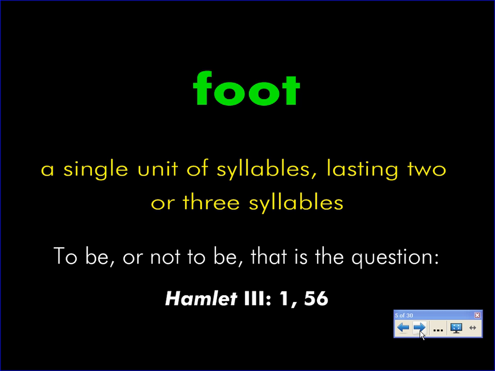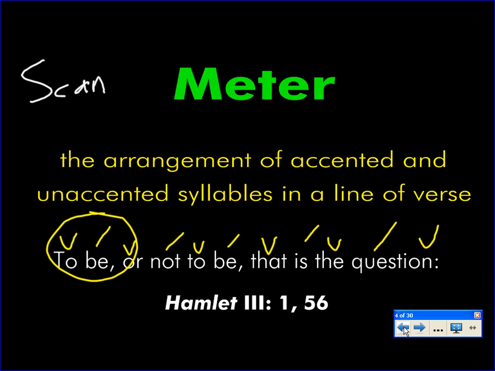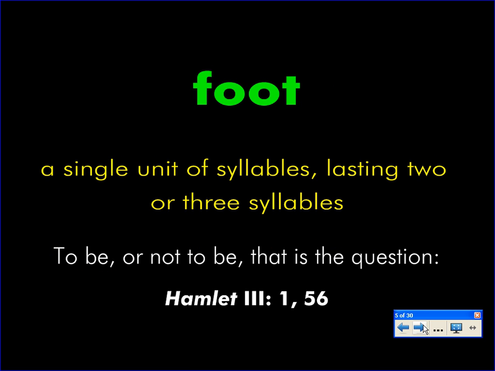A single unit of syllables. It is 2 or 3 syllables. This line is arranged in feet of 2 syllables. And how do you know that? You can see the pattern, the 2-syllable pattern. Now you're going to say, well, whoa, hold on a second. There's a half step at the end. I know. I will address that. Don't worry. But this is pretty regular: 5 feet in length, 2 syllables each.